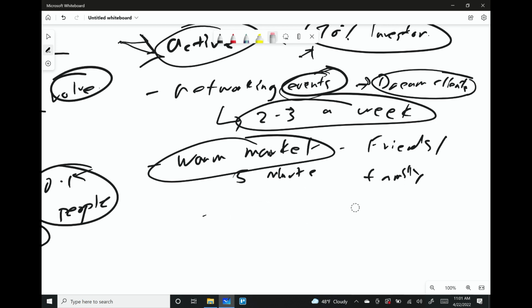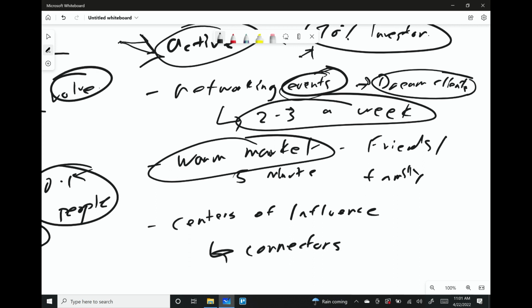And last but not least, this is one of my favorites, centers of influence. What this is, you're leveraging the connectors in your life. We all have that one friend or that one person in our network who just knows everyone. And for me, I've raised a lot of capital taking those people out to lunch, which they love, by the way, and just going, hey, Greg, I've been starting this real estate thing, and one of the things that I need are people to invest in these deals.